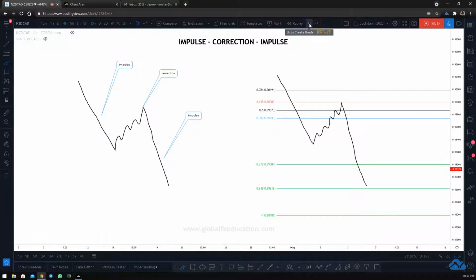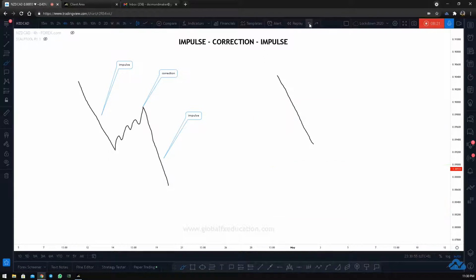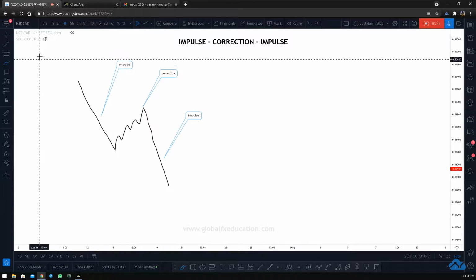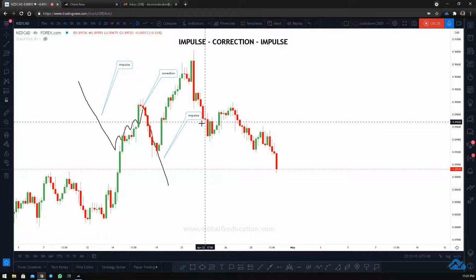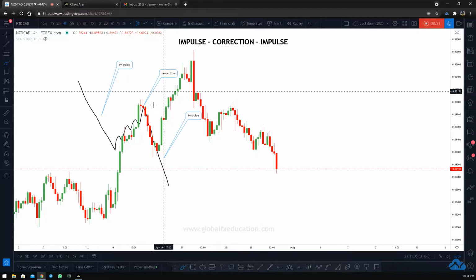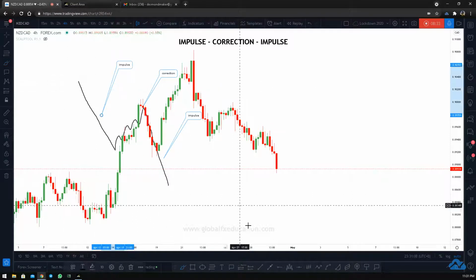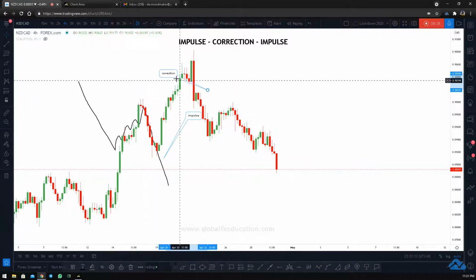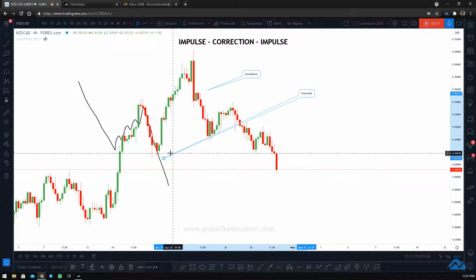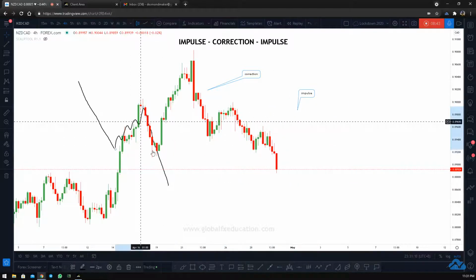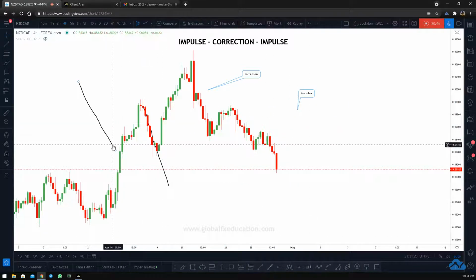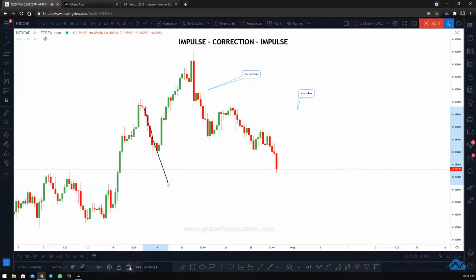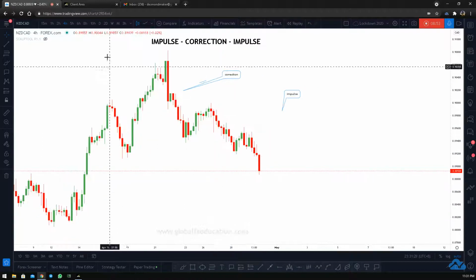So with that said, I hope that this video was interesting for you guys, and let me show you a quick chart that you guys can have a look at. If you look at this chart that I have for you guys over here, you can see quite clearly on the pair on the 4-hour time frame.